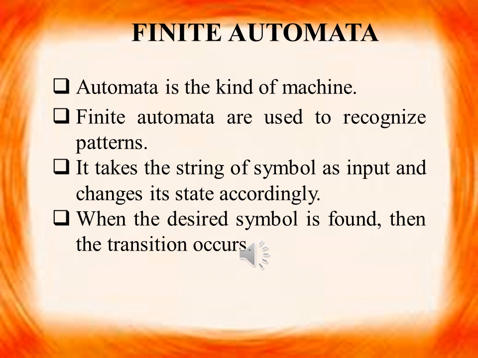Finite automata are used to recognize patterns. Patterns can be tokens, and these patterns are defined by means of regular expressions. In programming languages, keywords, constants, identifiers, strings, and numbers can be considered as tokens. It takes a string of symbols as input and changes its states accordingly. When the desired symbol is found, then the transition occurs.